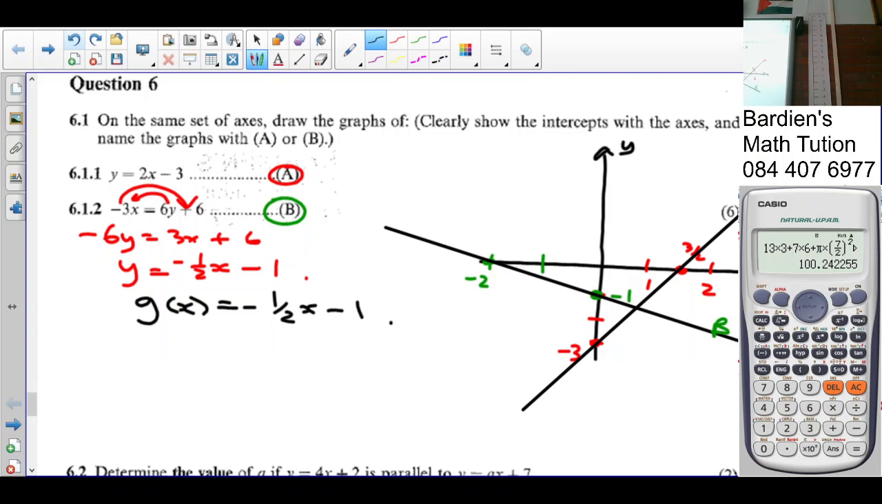You see that, people? What do we tell you, okay? What is g of 2? What does that mean? That means wherever I see an x, I put a 2. So it's negative a half times 2 minus 1. It's negative 1 minus 1.